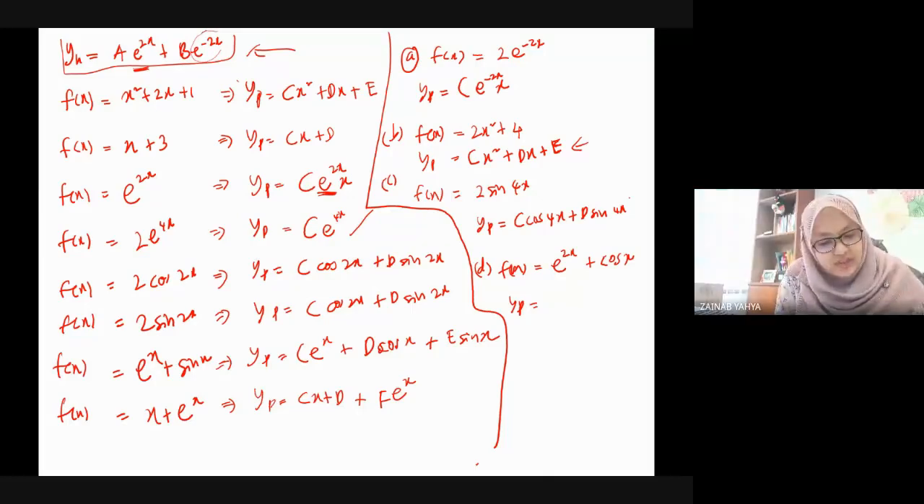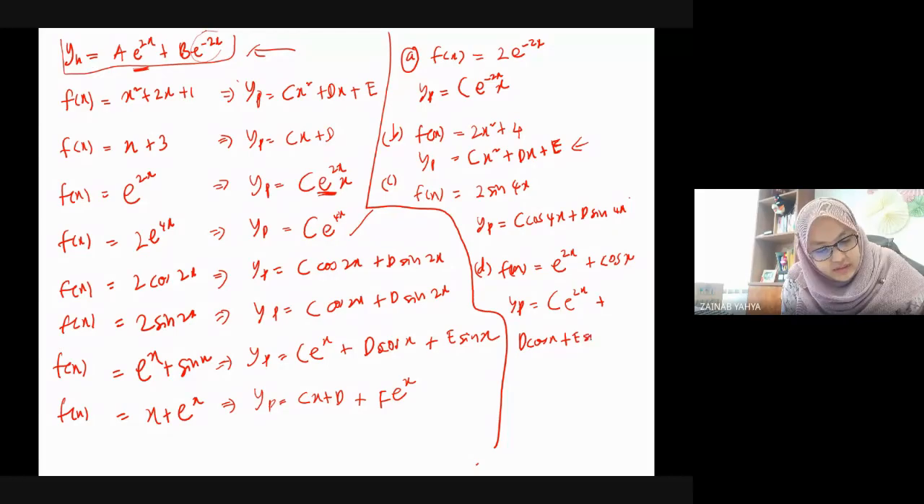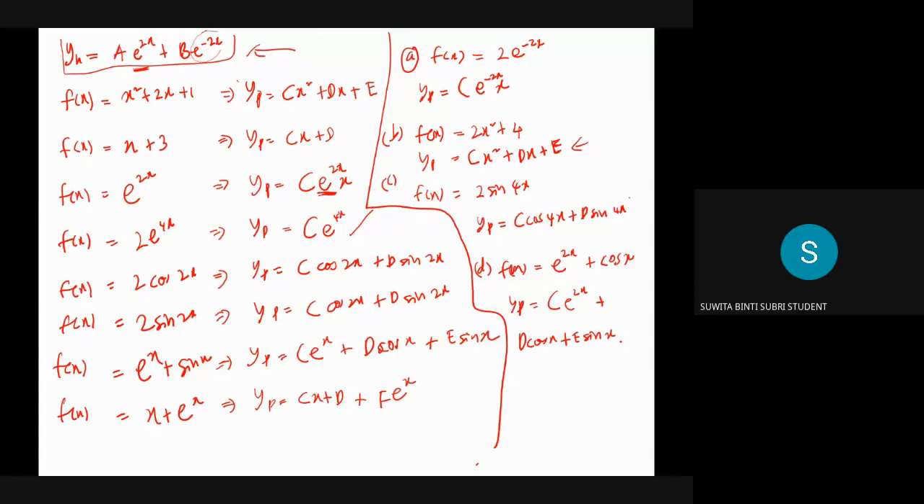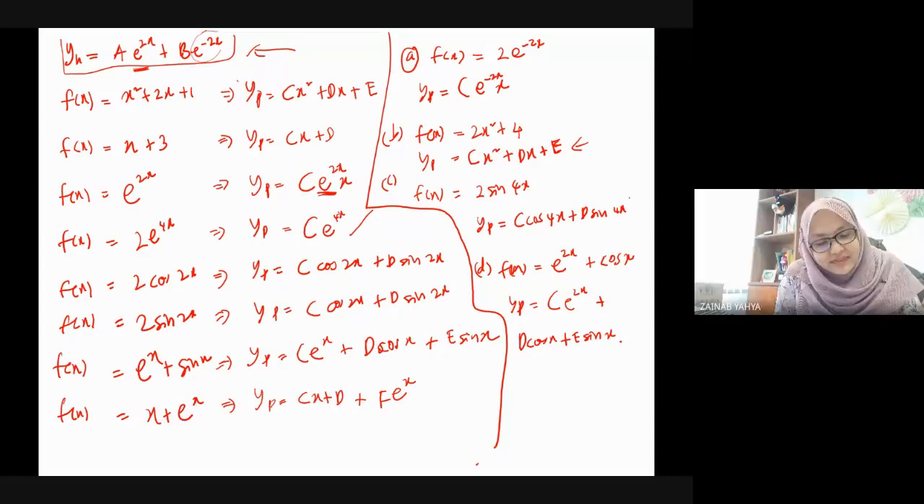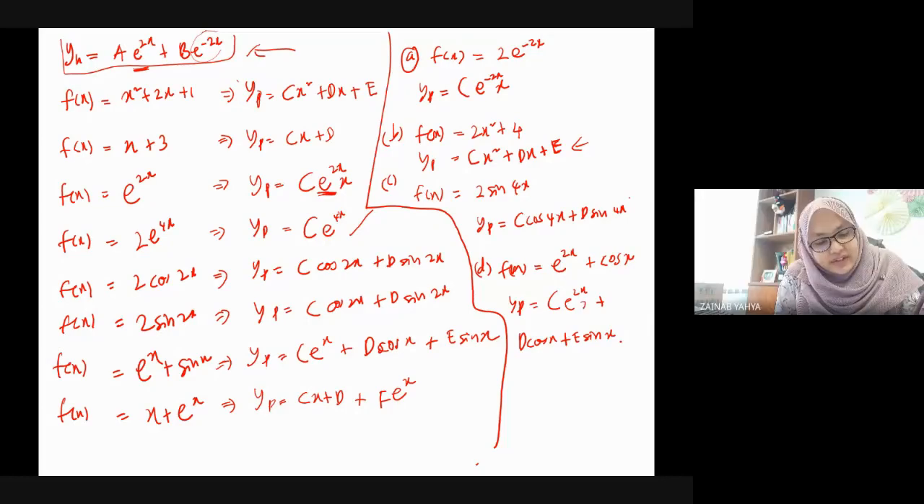Yes. Okay, what's the YP? C exponent to x plus D cos x plus E sin x. Okay. You confident with your answer? That's it? It's finalized? Wait. No. C exponent to x is the same as above, right? So what should we do? Multiply by x. Yeah, very good.